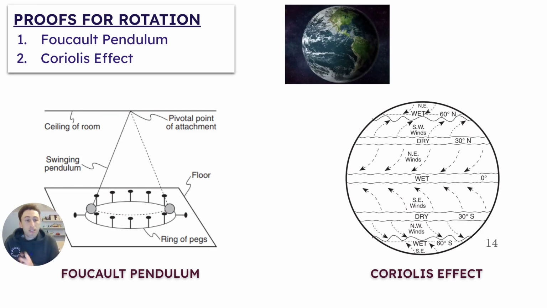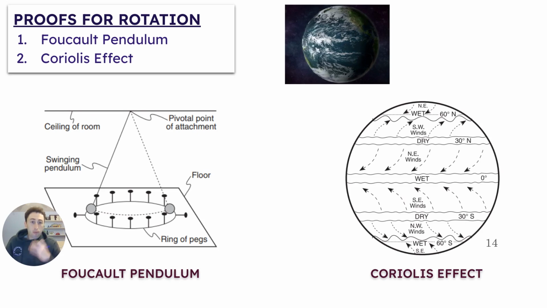The second proof is called the Coriolis effect. Winds on Earth do not move in a straight line. This is on page 14 of the reference table. The winds do not move straight. In the northern hemisphere, they move clockwise. In the southern hemisphere, they move counterclockwise. That's called the Coriolis effect.